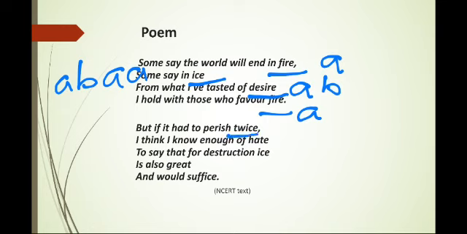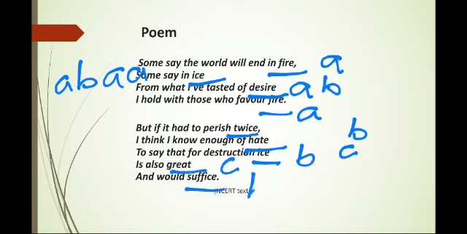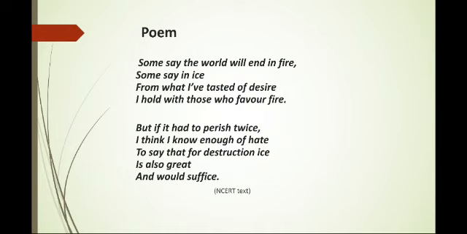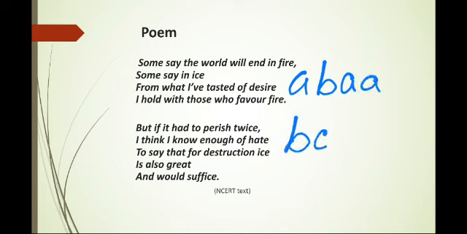Now, twice, it is B, then hate, it is C, then ice, it is B, then great, again C, and suffice, it is B. So, the rhyme scheme of another extract is BC, BC, B. So, the rhyme scheme of the poem is AB, AA, BC, BC, B.